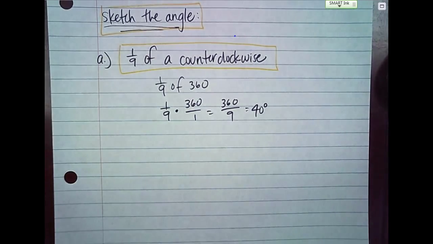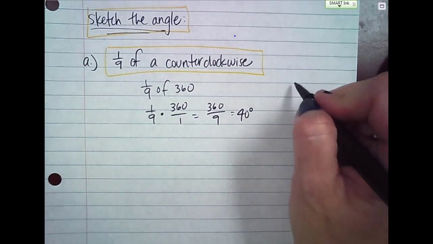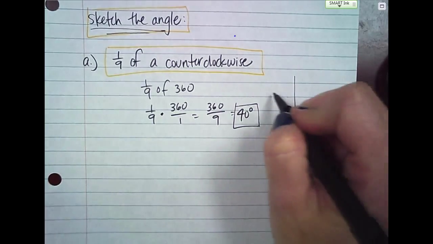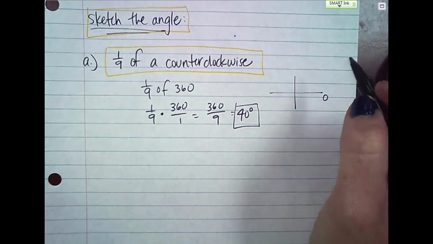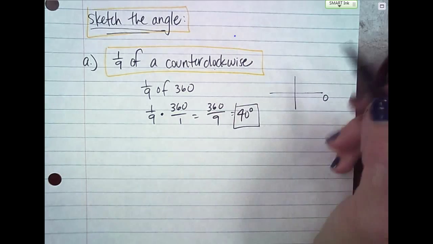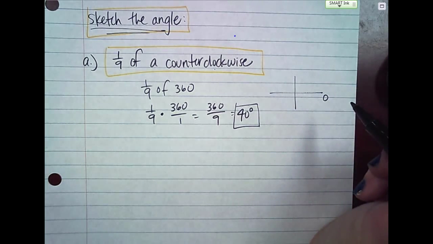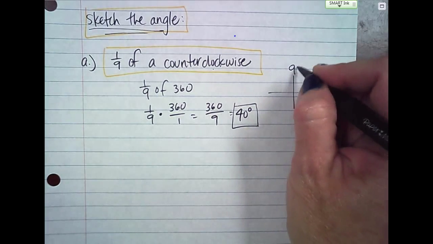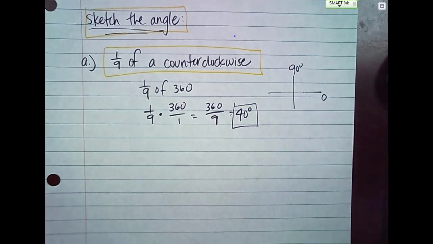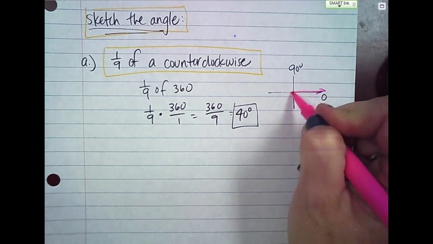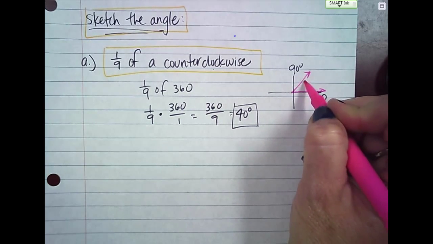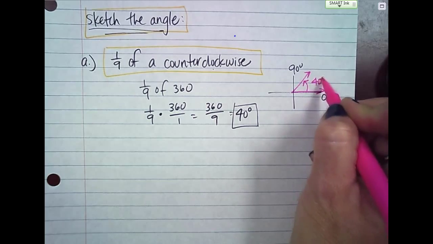It's that simple. You want a 40-degree angle. Sketch me one. It's 0. Oh wait, counterclockwise. Be careful. Is that a positive or negative? Positive. It's backwards in your brain. Counterclockwise is positive. So here's 90. So 40 would be, start here. 40's here.